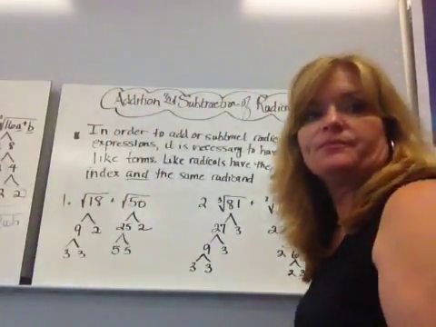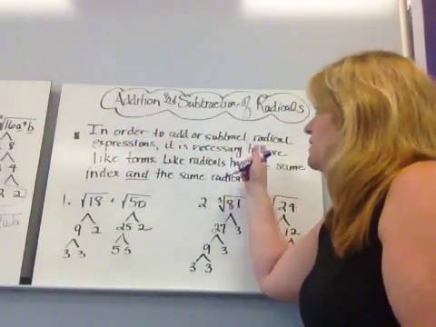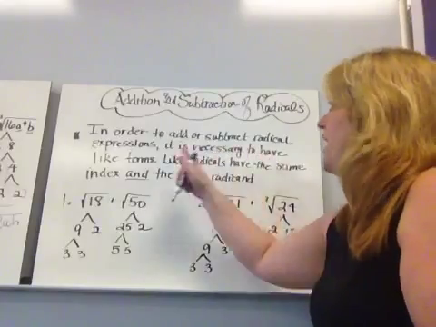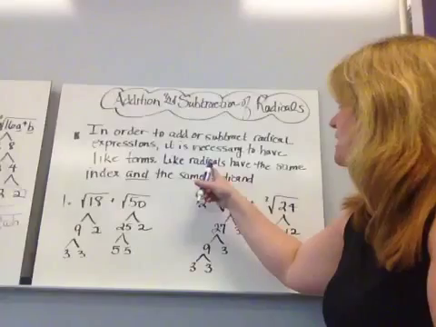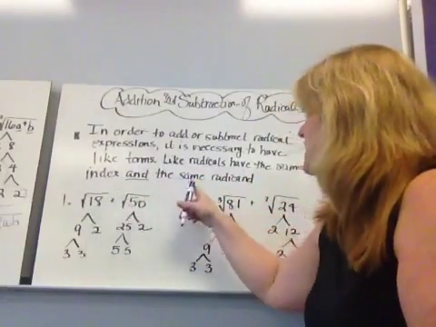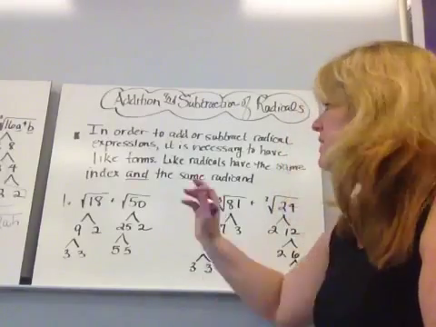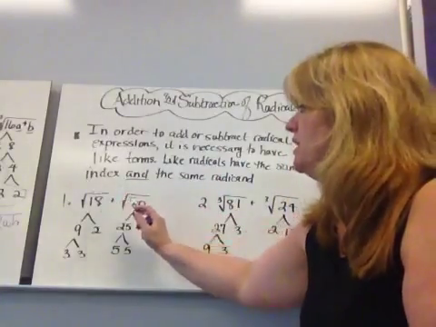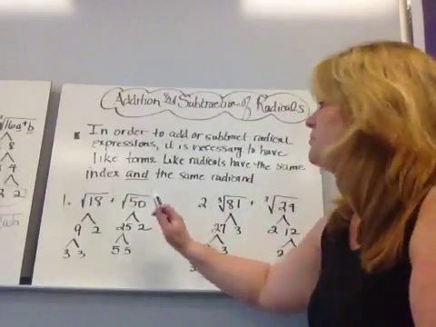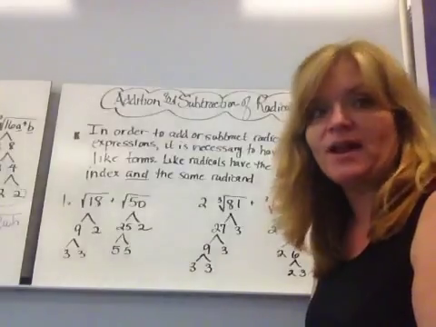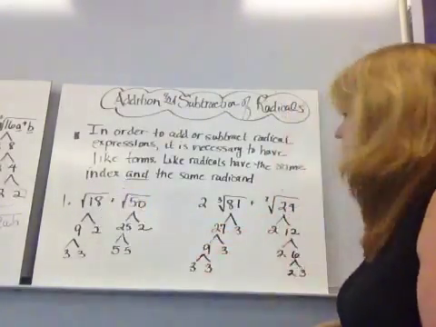Now let's do addition and subtraction. In order to add or subtract radical expressions, it is necessary to have like terms. What are like terms? Well, like radicals have the same index and the same radicand. So they have to have the same index and radicand. So if you look at here, I have the same index on this problem because they're both square roots, but the radicand's different. So we have to work on the radicand to get it the same so we can combine them.